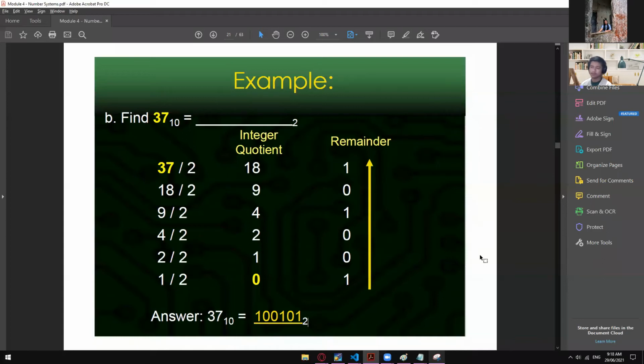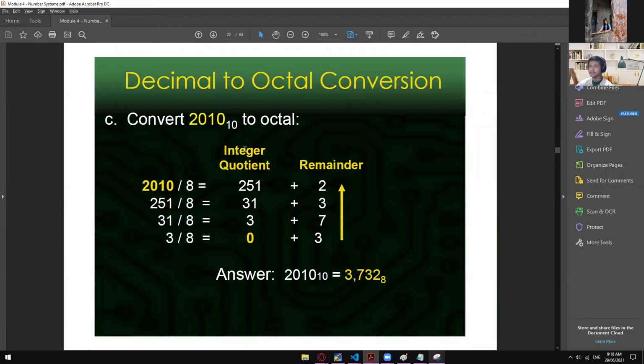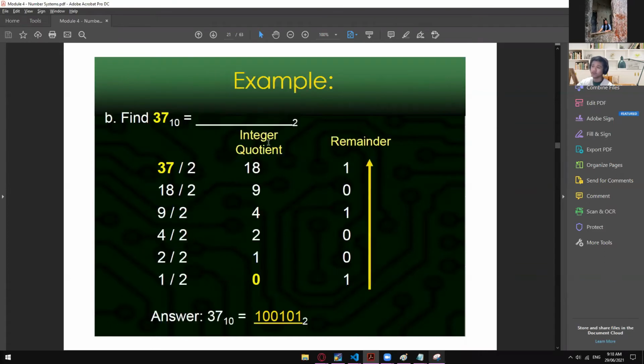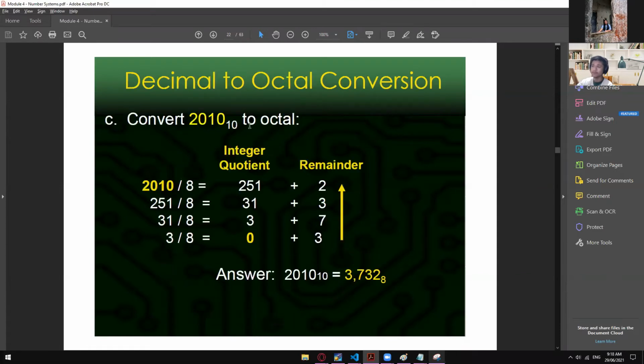Okay, great. Most of you were able to get it. Okay, next example. So we now have 2010 as a decimal, but in here it is now asking us to convert this one into an octal. So our divisor before is 2, but in here our divisor now is 8 since that's the number that we wanted this decimal to be converted to.